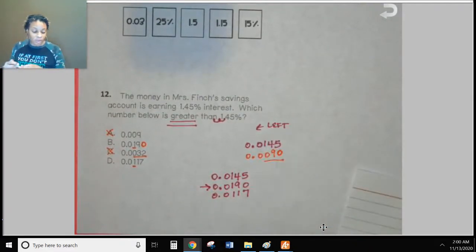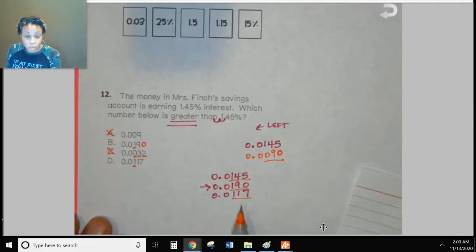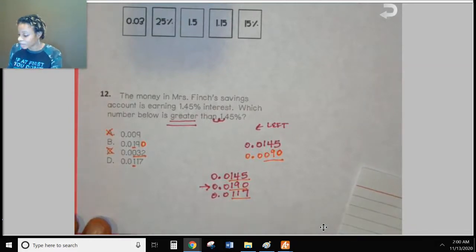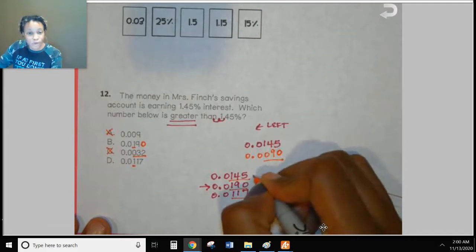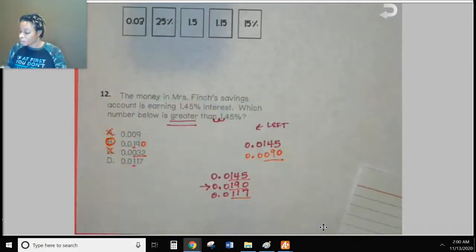And if we want to go back and look at those 3 places again, what's bigger, 117, 190, or 145? Definitely 190. And remember, we're looking for a number that's greater than 145. So the answer to this problem would be 190 10,000ths, which is the larger number.